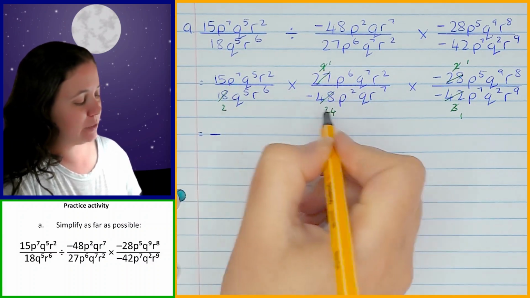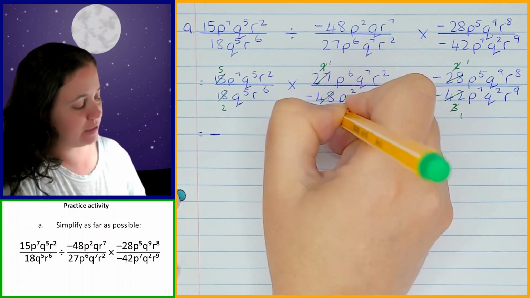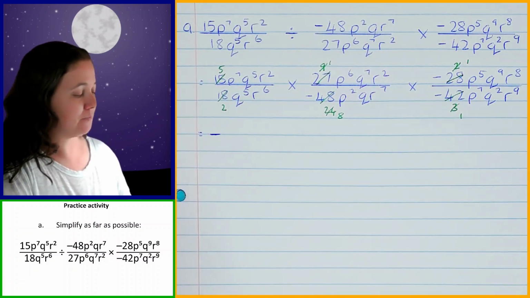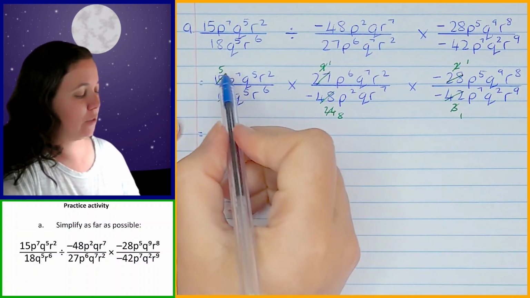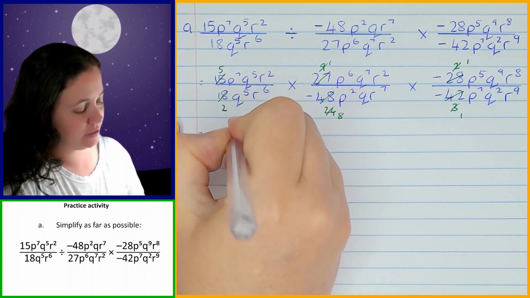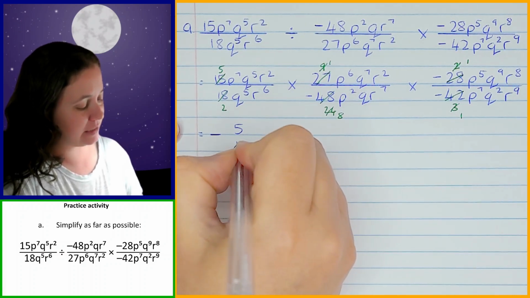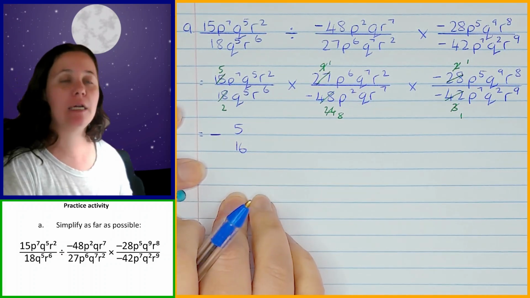And then my 15 and my 24 I can simplify. 3 goes in here 5 times, and 3 goes in there 8 times. Okay, so I'm left over here with 5 times 1 times 1 in my numerator for my coefficients. And then 2 times 8 times 1 in my denominator, which is 16. Okay, now we're going to go and do our variables.